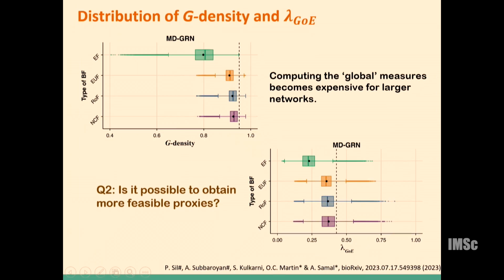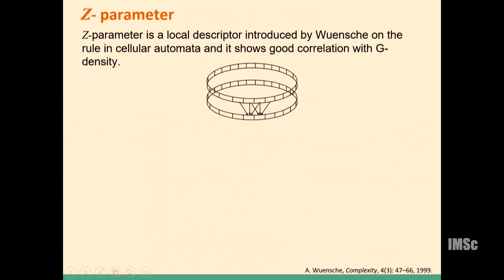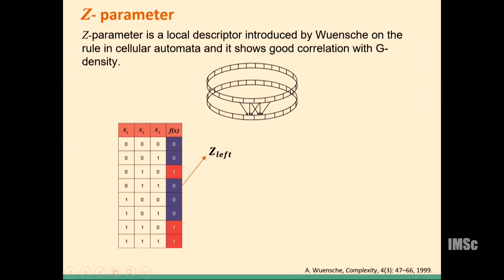But computing these global measures becomes computationally very expensive when you go for larger networks. So we asked, is it possible to obtain more feasible proxies for that? Then again we looked into the literature of cellular automata, and we found that Andrew Wuensche has proposed a parameter called the Z parameter. It is a local descriptor and it correlates well with the G density.